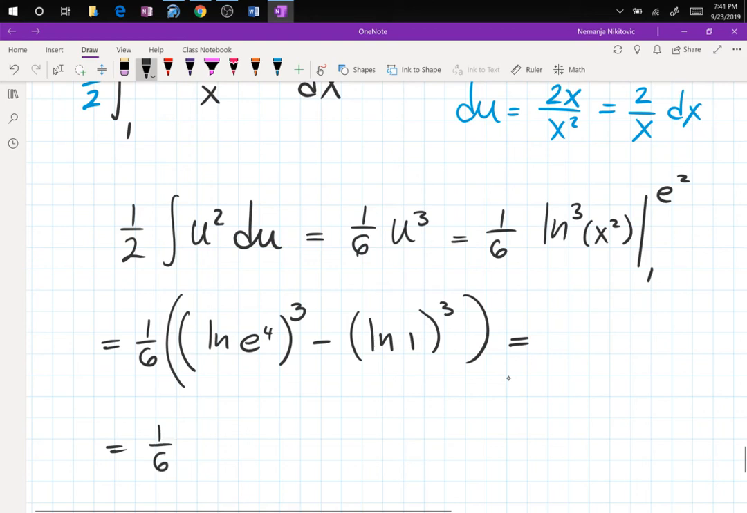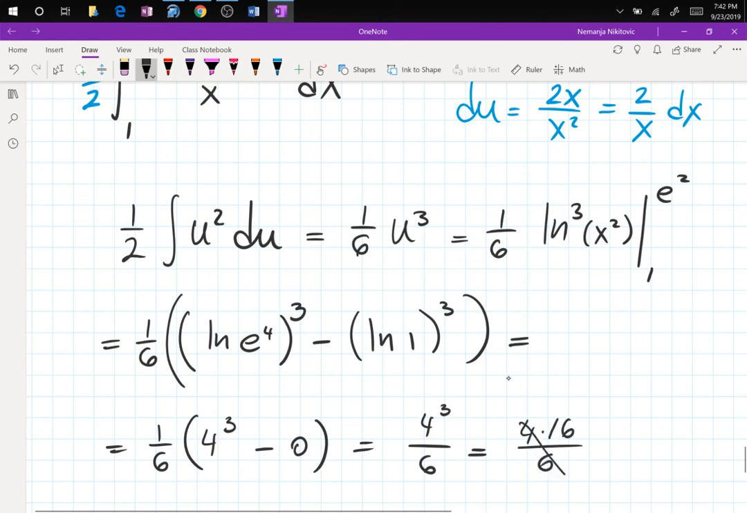That's 1 over 6. And now ln e to the 4, ln will kill e, and then you just have a 4, so you have 4 cubed over here. Minus, and ln of 1 is 0, so that's a big fat 0 right there. And you have 4 cubed over 6, which is 4 times 16 over 6. These cancel, so 32 over 3.